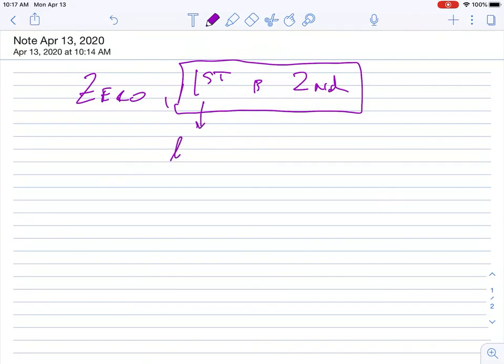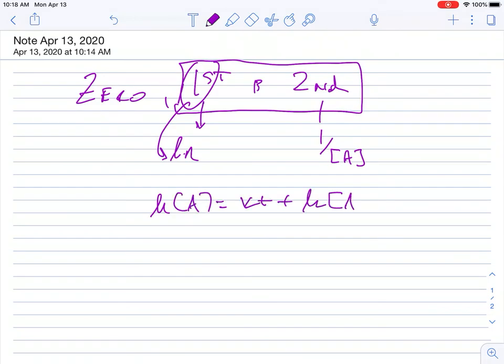Make sure that you remember first order is the one that involves natural log. Second order is the one that involves the inverse of these, okay? I just remember first order looks like an L, that's natural log. Also remember it written like this: the natural log of A equals negative kt plus the natural log of A naught. Remember that's the integrated rate law.